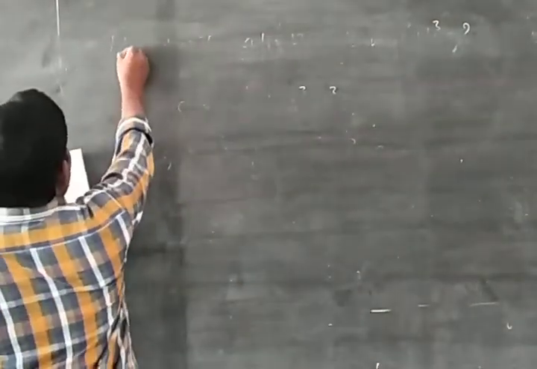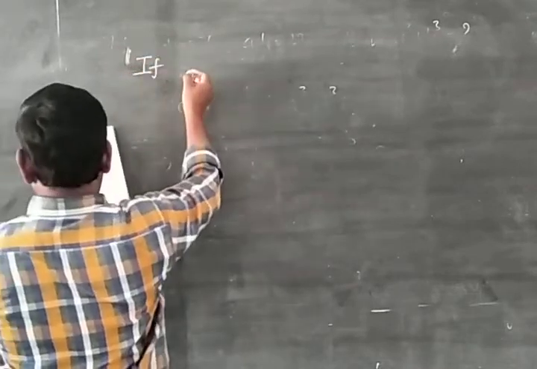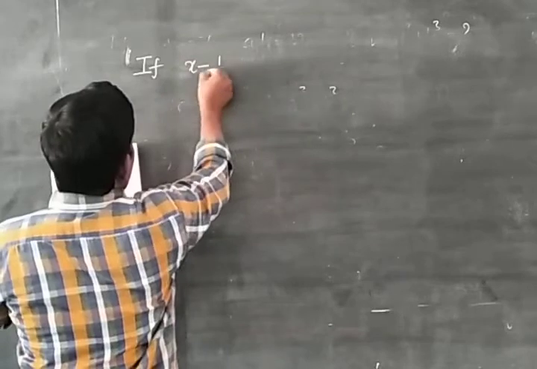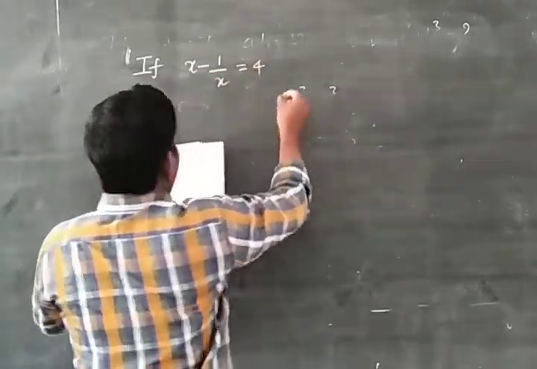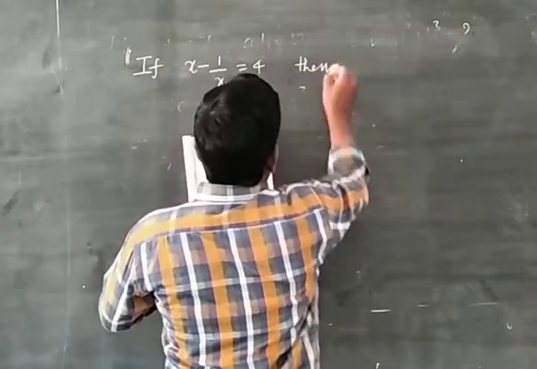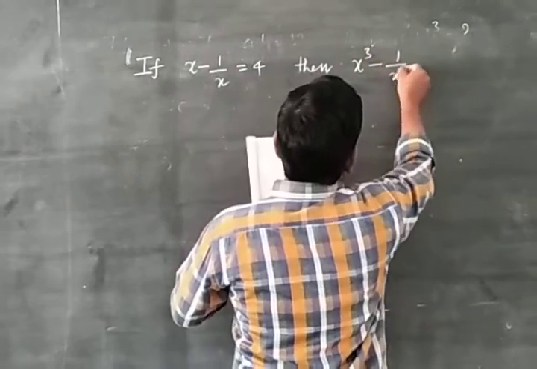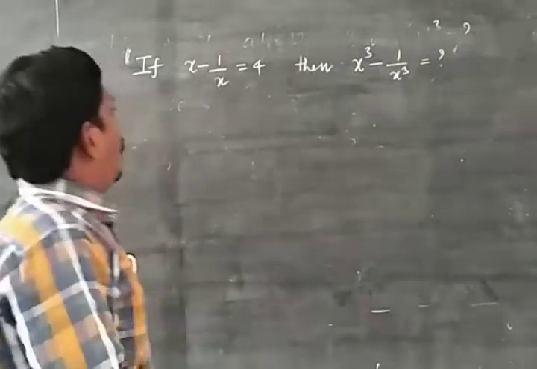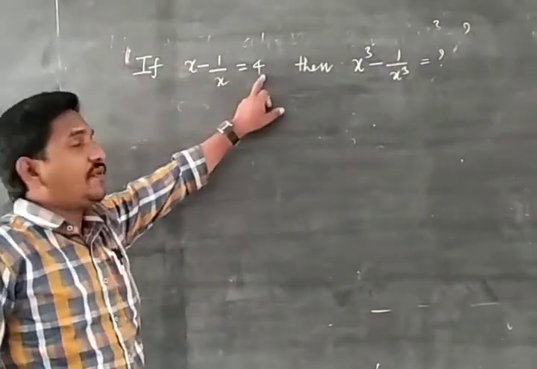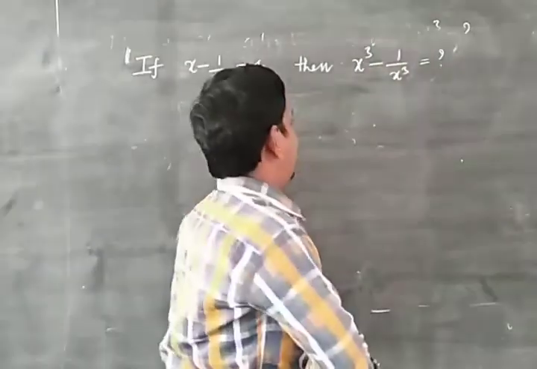Okay, and next one. If x minus 1 by x equal to 4, then x cube minus 1 by x cube equal to question mark. Only here the x minus 1 by x value is given. The x cube minus 1 by x cube value we have to find.